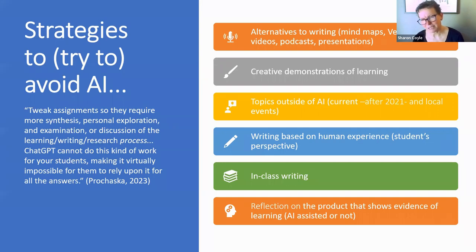One of the things that seems to come up, and I'm not completely sure either, because I think you can feed it in and ask for information about analysis of what you've written, but reflection on the product that the students made. So the essay that they wrote, reflecting on that sort of metacognition that shows evidence of learning. But it could be AI assisted or not, you know. So again, those are sort of multiple levels of assignment.